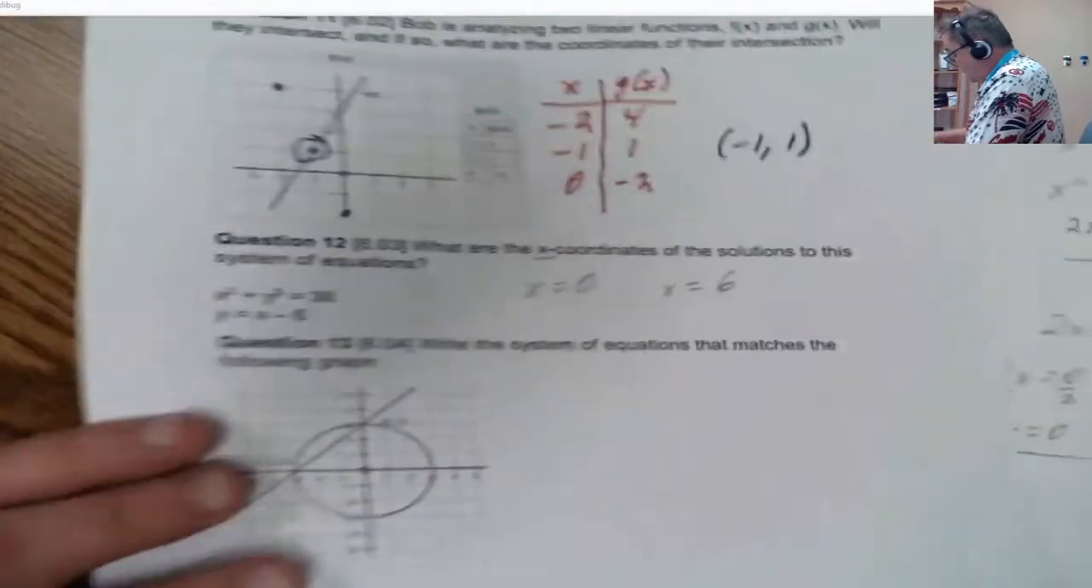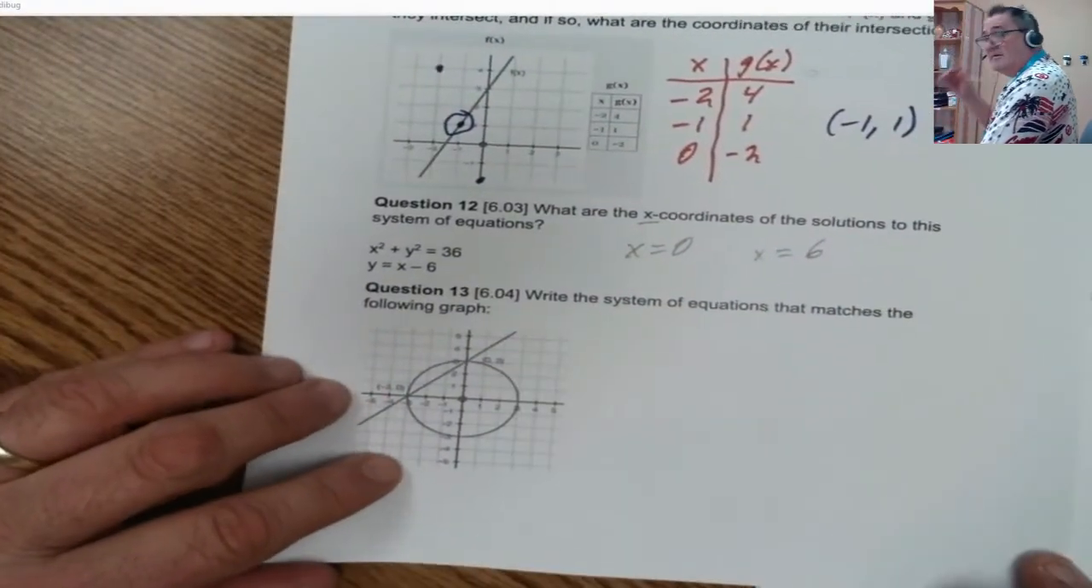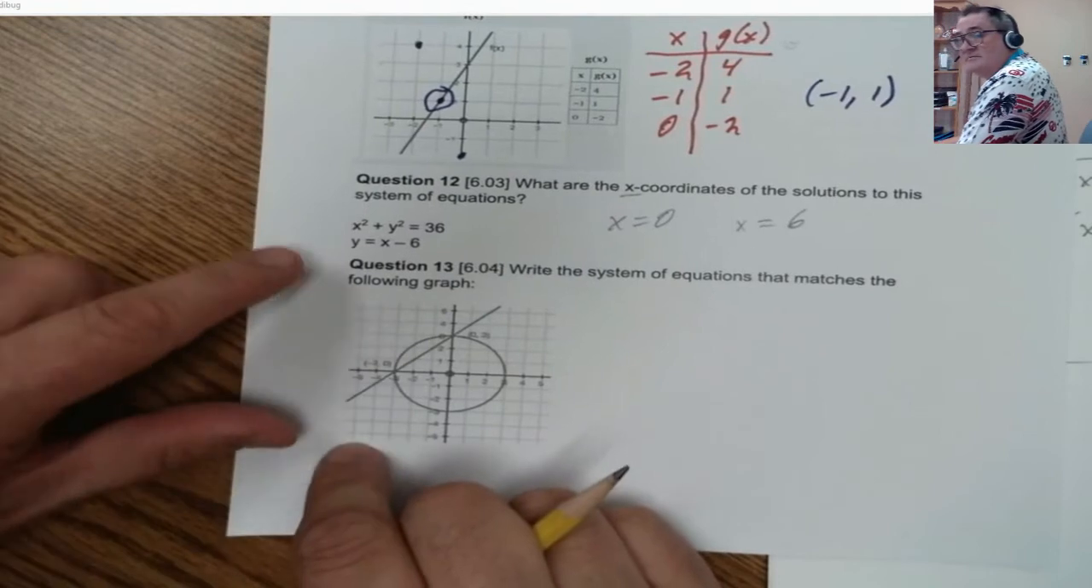All right, this wants us to write the system equation that matches the following graph. Well, this is the equation of a circle.